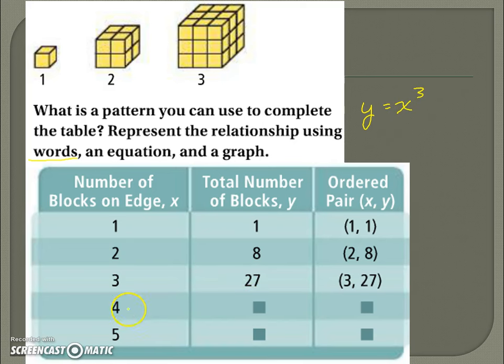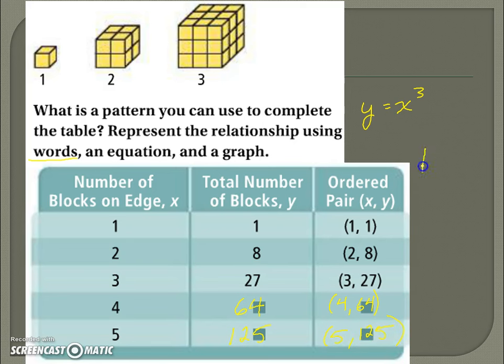Let's go ahead and fill in these other values. So 4 times 4 times 4 is 64 for an ordered pair of 4, 64. This would be 5 times 5 times 5 is 125 for an ordered pair of 5, 125. And I know that yellow is kind of difficult to see there.